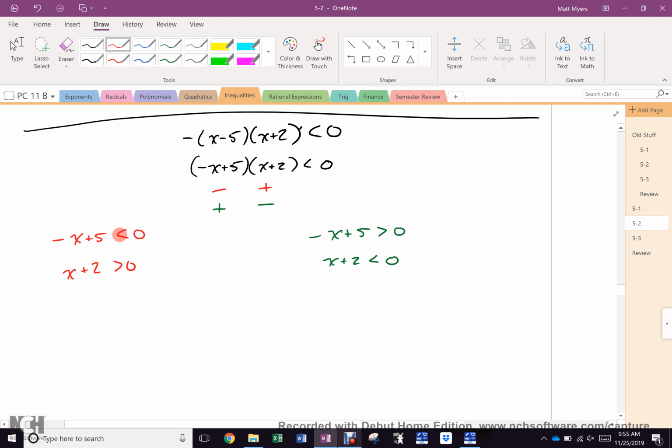What are my options over here? Negative x must be less than negative 5, right? Then to get rid of that negative, I divide everything by negative 1. X, what happens to the sign? It flips. X must be greater than 5. Are we happy? Everybody's cool? That's grade 9 stuff. Okay, and then of course the other one, x must be greater than negative 2, and then we're done, right? Everyone's cool?